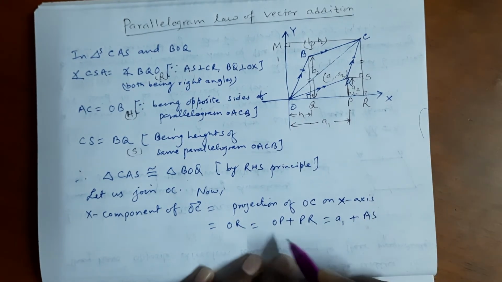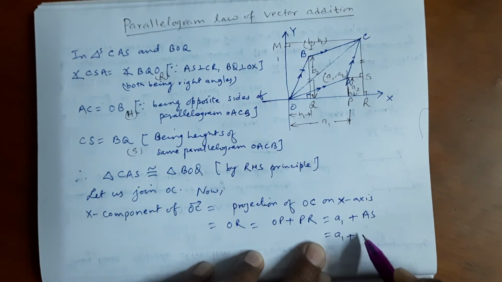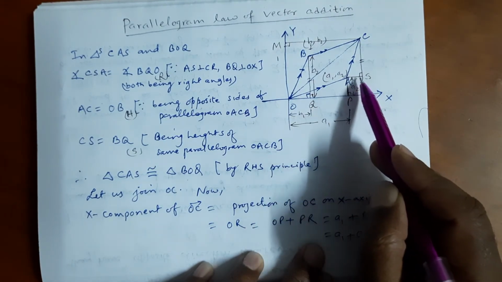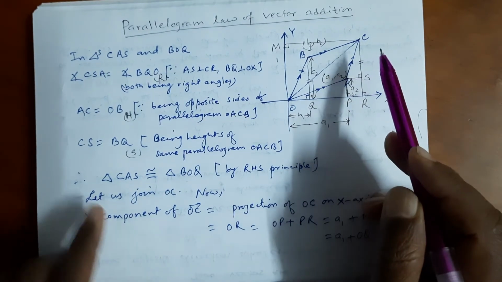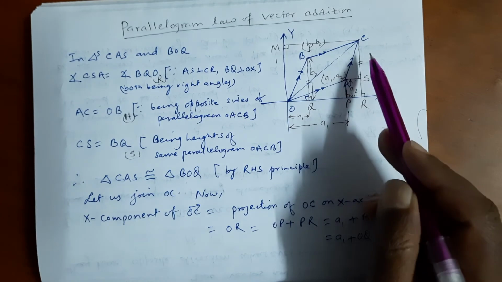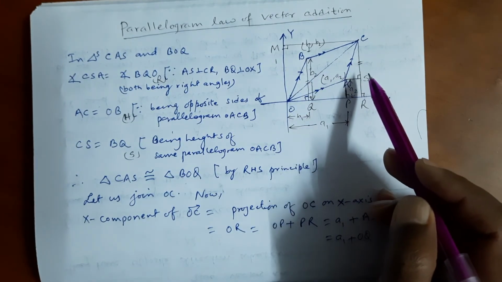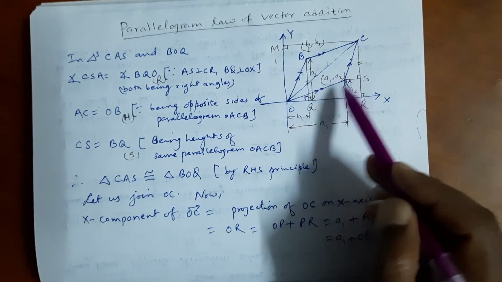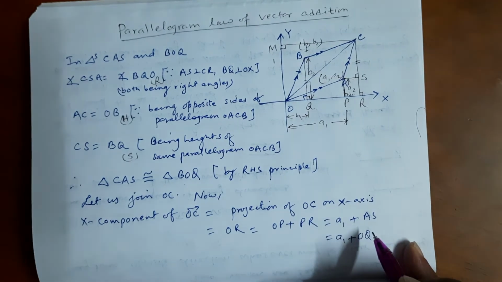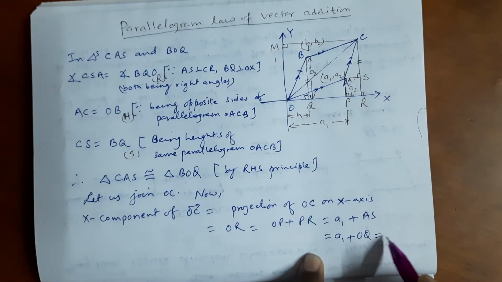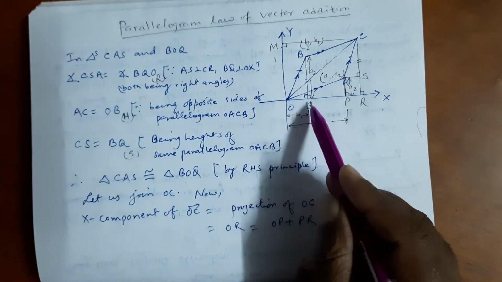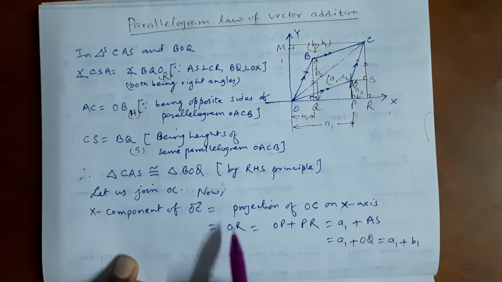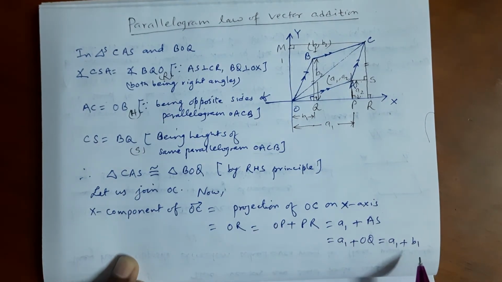Okay, A1 plus OQ, because AS and OQ are the corresponding sides of congruent triangles CAS and BOQ. Okay, CAS and BOQ are already proved to be congruent triangles. So this side is equal to this side, and the remaining sides AS and OQ are also equal. And now A1 plus OQ is, from here, B1. That means the x component of OC, the projection of OC on the x-axis, is A1 plus B1.